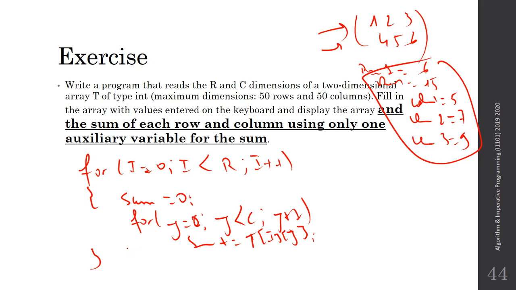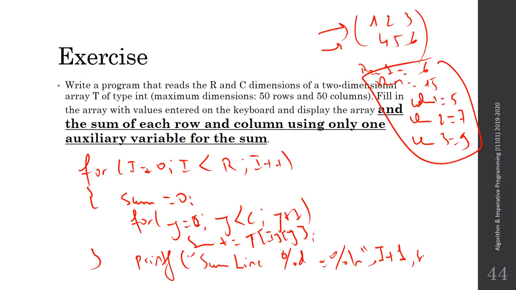So printf sum line %d is equal %d backslash n. Here I will place i plus 1, and I will say sum.